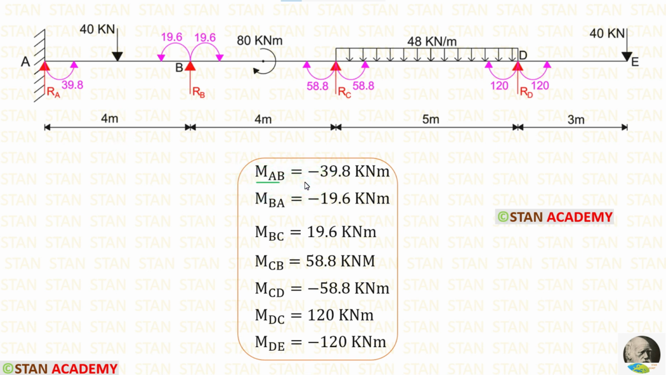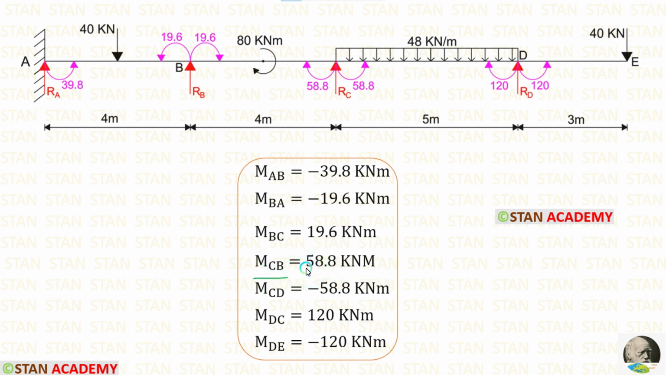For MAB, we got a negative value. That means it is acting in the anti-clockwise direction. For MBA, we got a negative value. So it is also acting in the anti-clockwise direction. For MBC, we got a positive value. That means it is acting in the clockwise direction. Previously, we assumed that MBA would be acting in the clockwise direction and MBC would be acting in the anti-clockwise direction, but our assumptions are wrong.